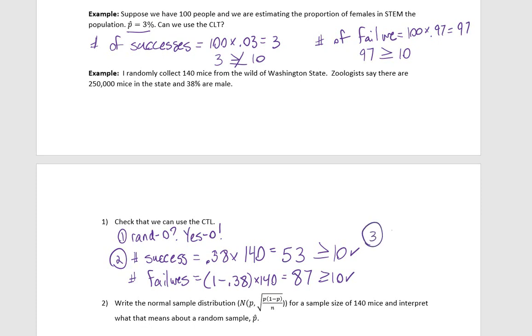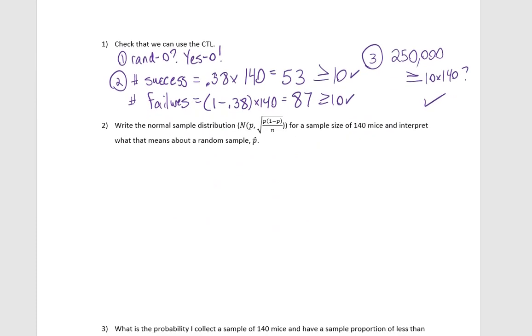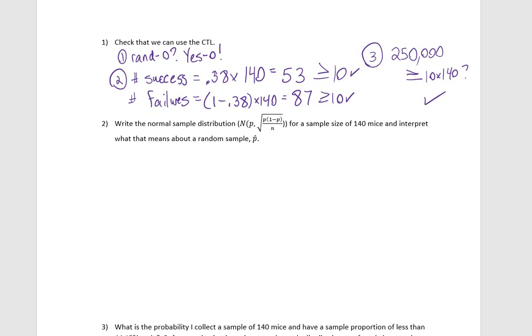And the third one is, is my population at least 10 times bigger than my sample? And the answer is yes. When you guys are checking these conditions on your knowledge checks, I want to see this math right here, okay? Don't just say yes and no, I want to see the math. Now what we want to do is write the normal sampling distribution for a sample of size 140 and interpret what that means about a random sample.